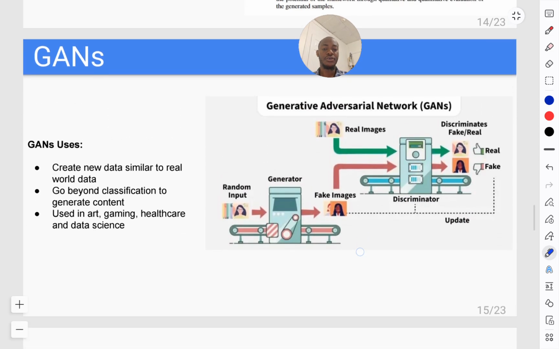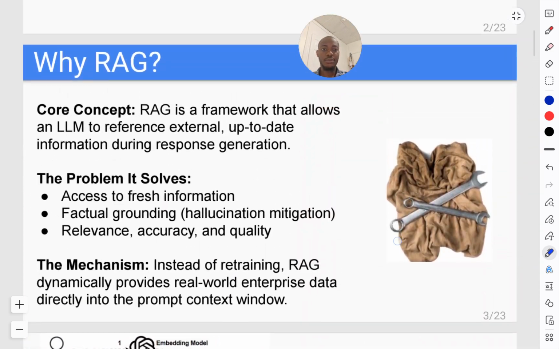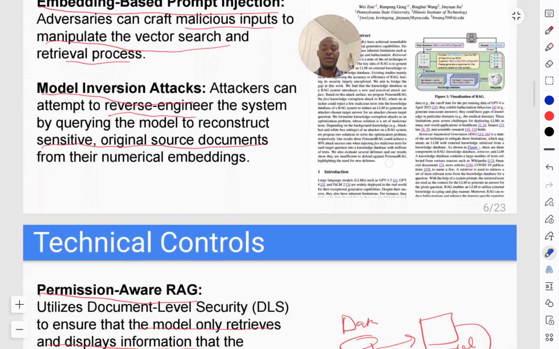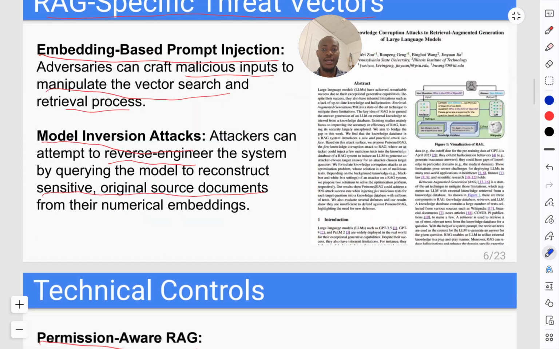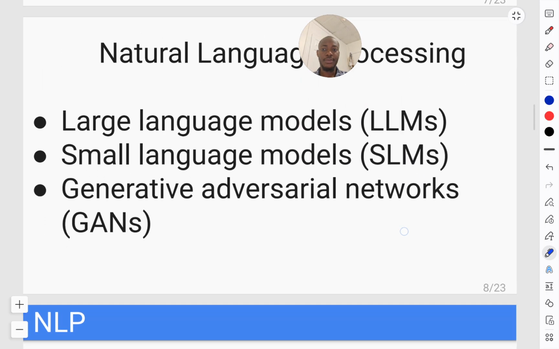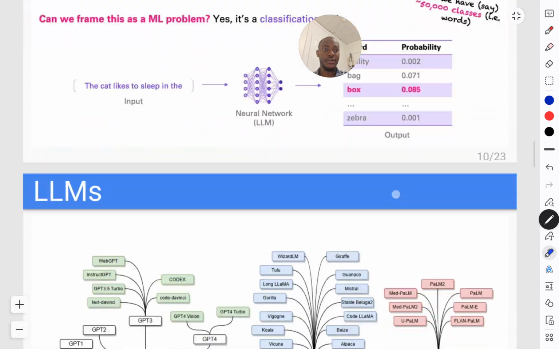So today I have talked about RAG, the vectors, and the attacks that affect RAG pipelines. I talked about the technical controls for them. We also talked about large language models, small language models, and then we just finished generative adversarial networks.